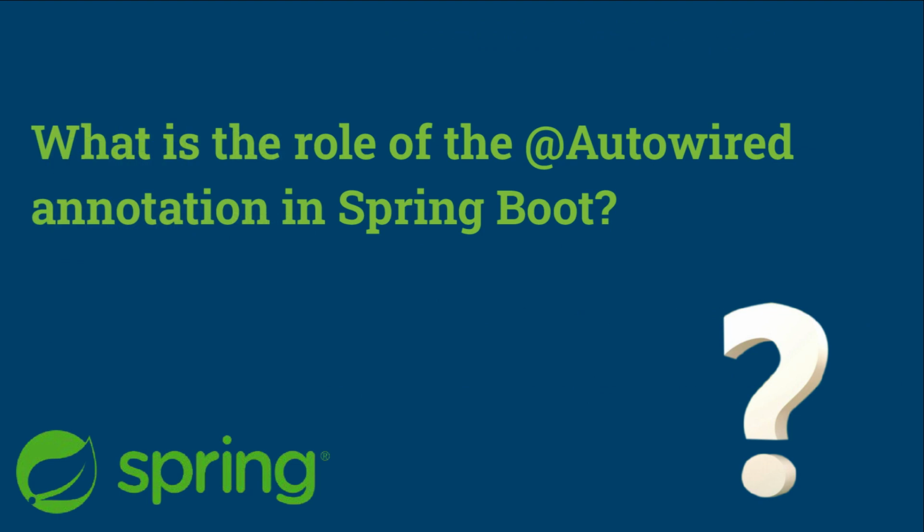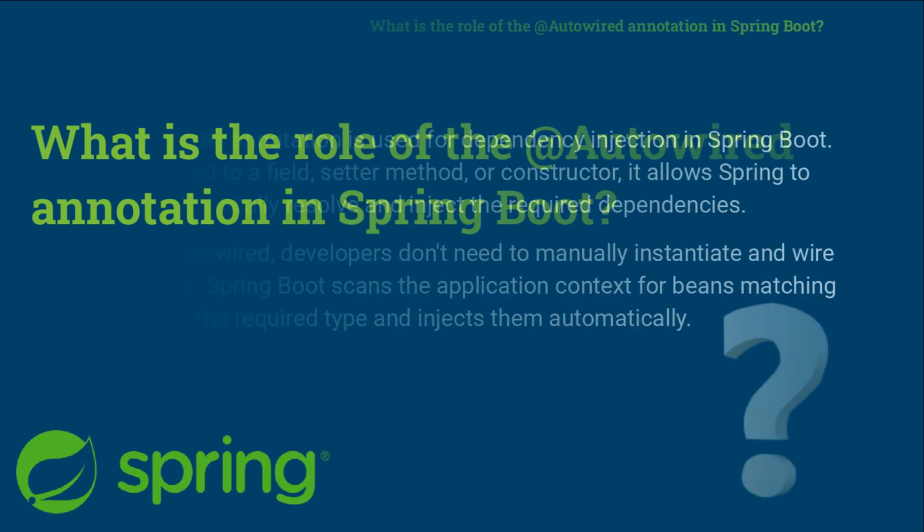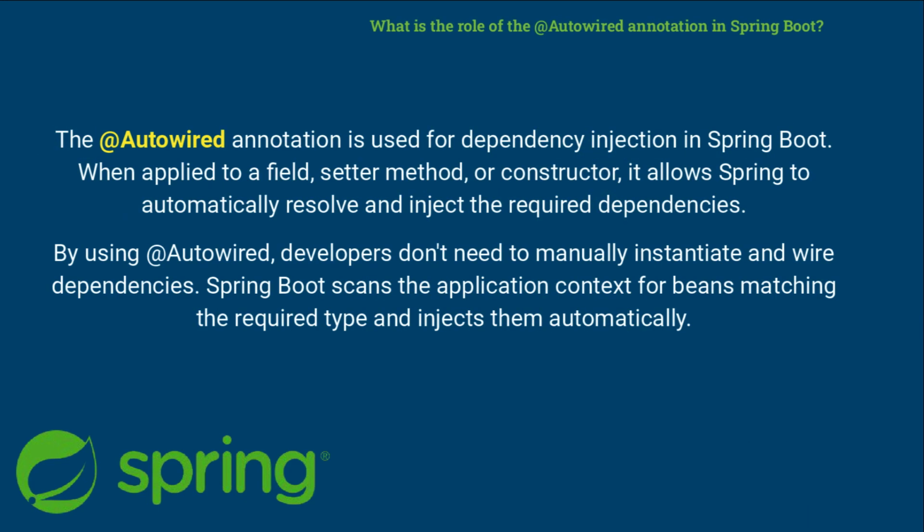Next question, what is the role of the @Autowired annotation in Spring Boot? The @Autowired annotation is used for dependency injection in Spring Boot. When applied to a field, setter method, or constructor, it allows Spring to automatically resolve and inject the required dependencies.